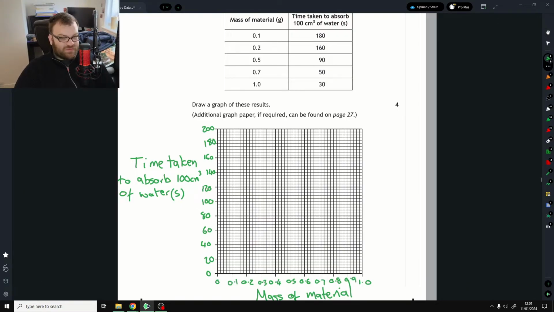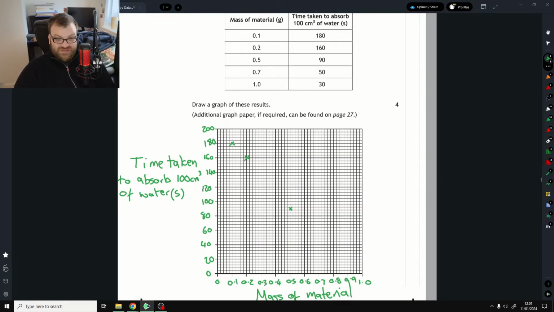Okay, so there is no value at 0 grams, so we don't need a point. At 0.1 grams, we go up to 180, which would be here. At 0.2, we're at 160, which would be here. At 0.5, we would be up at 90. Now, there's not a 90 written on my graph, but 90 is halfway between 100 and 80. So it'll be 2.5 boxes up. So right in the middle, right between the two of them.